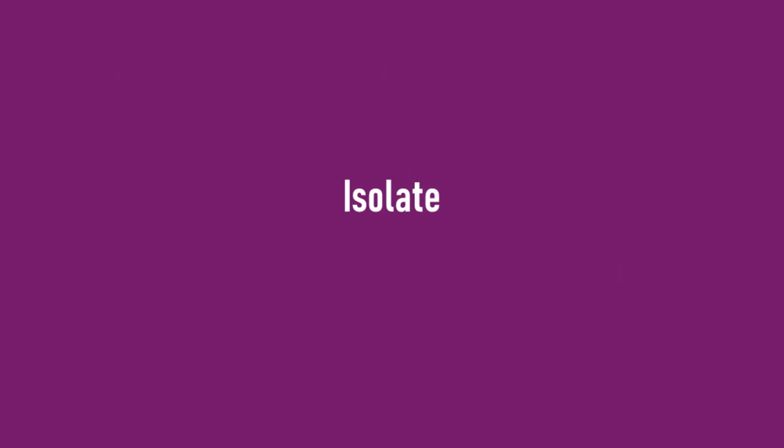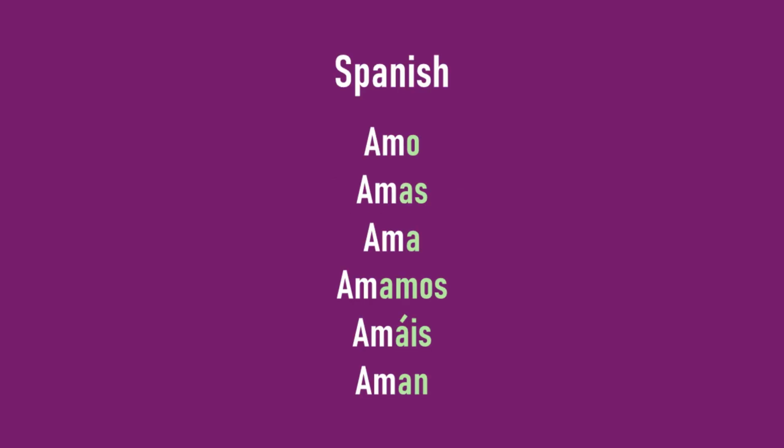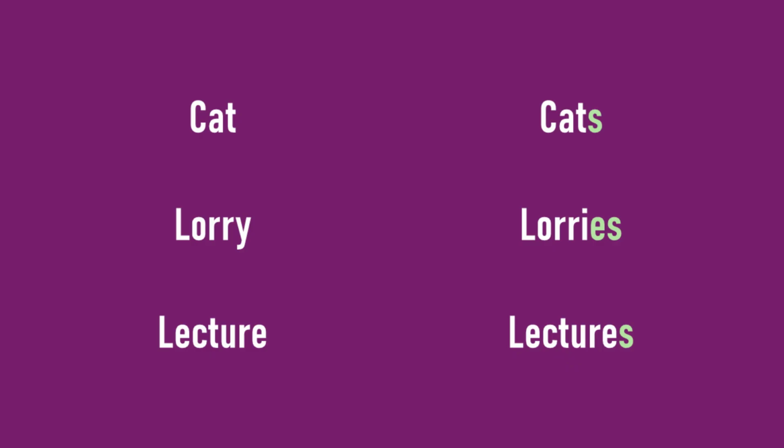But while isolate refers to a language's genetic affiliations, the very similar sounding isolating instead describes its grammar. Many of the languages you likely know about can change the form of their words to show grammatical information. Even English does this to an extent. We can add an S to words like cat, lorry, or lecture to show that we're talking about more than one of these: cats, lorries, and lectures.